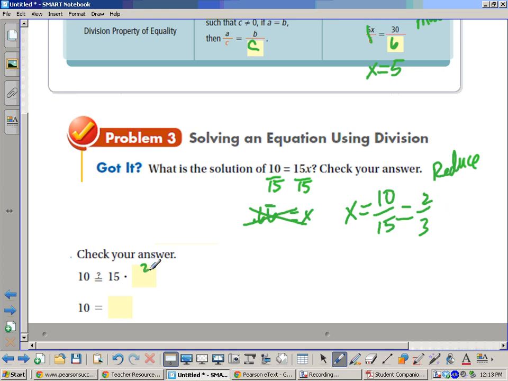So you go down here and you check your answer. 2/3 times 15. We're going to have to actually multiply this out. 15 times 2 is 30. 3 times 1 is 3. 30 divided by 3 is 10. So 2/3 is the correct answer.